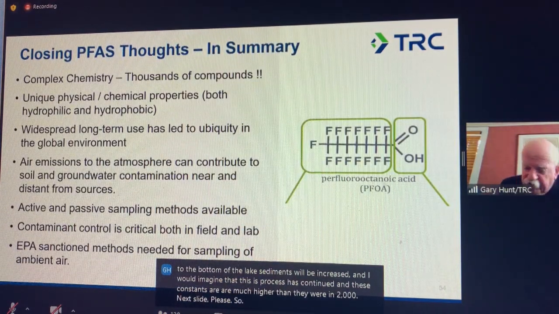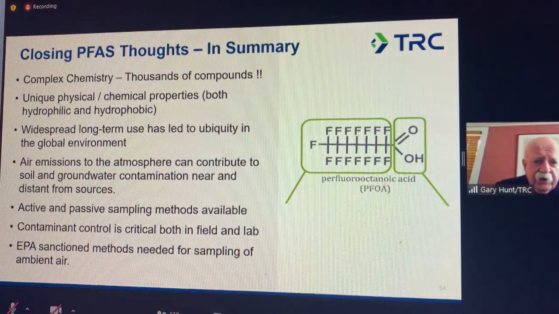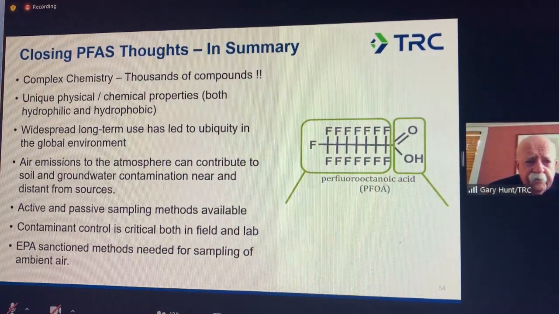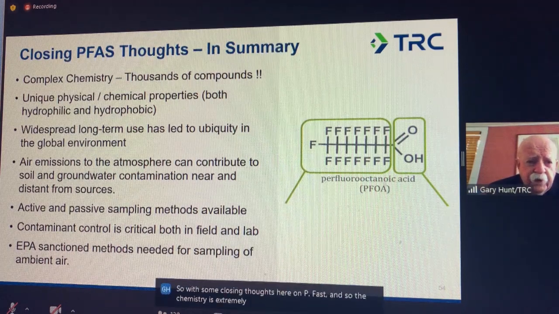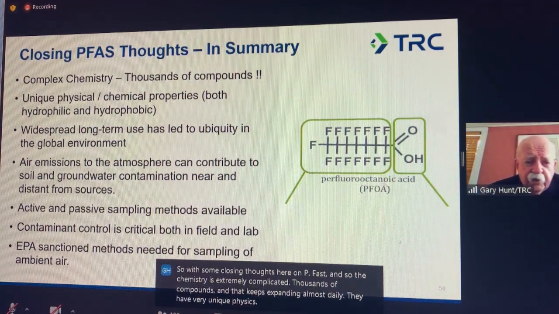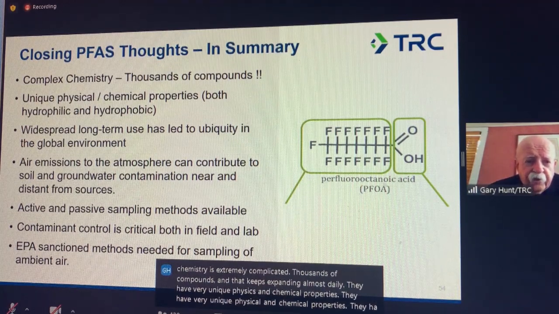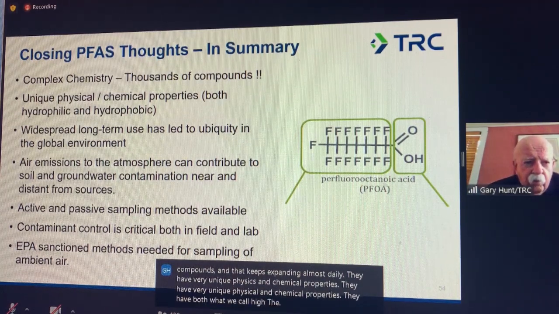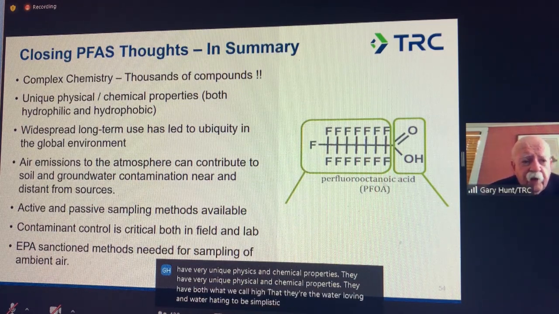So, with some closing thoughts here on PFAS, in summary, the chemistry is extremely complicated, thousands of compounds, and it keeps expanding almost daily. They have very unique physical and chemical properties. They have both what we call a hydrophilic and a hydrophobic tail, meaning that they're water-loving and water-hating, to be simplistic, and they have both those properties.